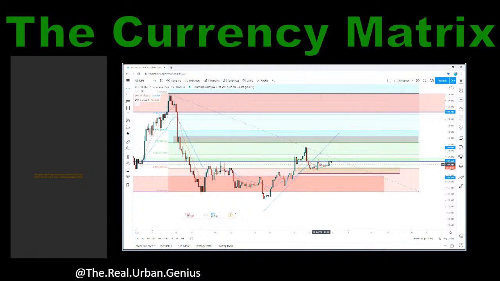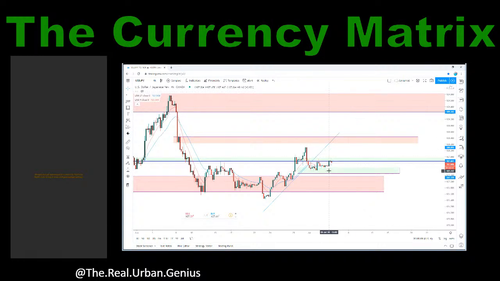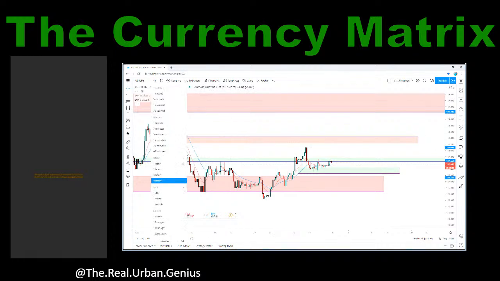So it's a high probability that we'll be bouncing off of that resistance level or supportive level and continue to break out to the upside. Let's go in here to the hour.